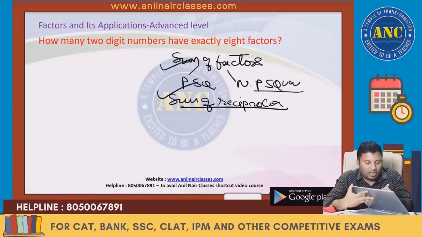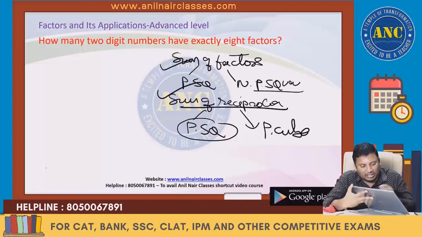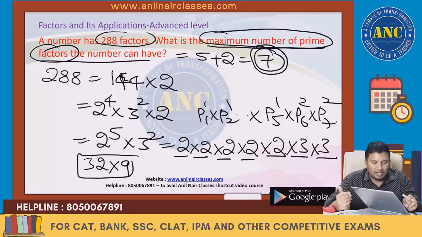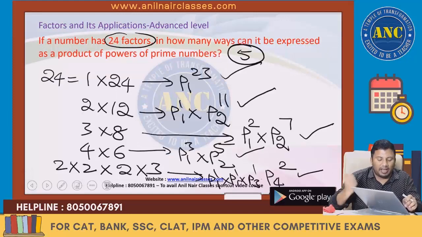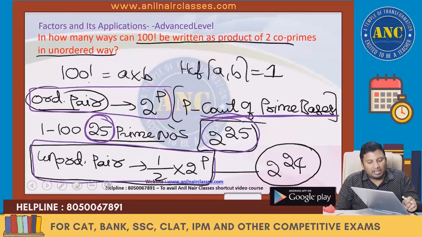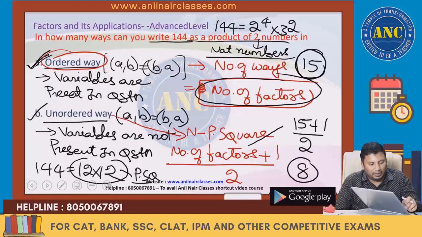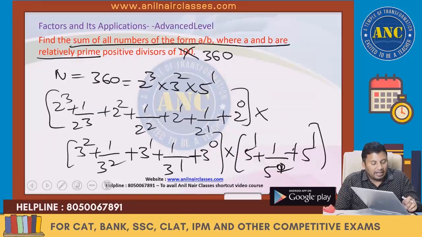Sum of the reciprocals. Then we discussed the sum of the reciprocals which are perfect squares. This we discussed. Perfect cubes, these also we discussed. See the previous questions. Number is given, how to find out the maximum number of prime bases. How to find out the factors. Product of two coprimes in ordered pair, it is 2 power p. Unordered pair, it is half of 2 power p. Ordered pair. Relative prime numbers. All these concepts which we discussed.